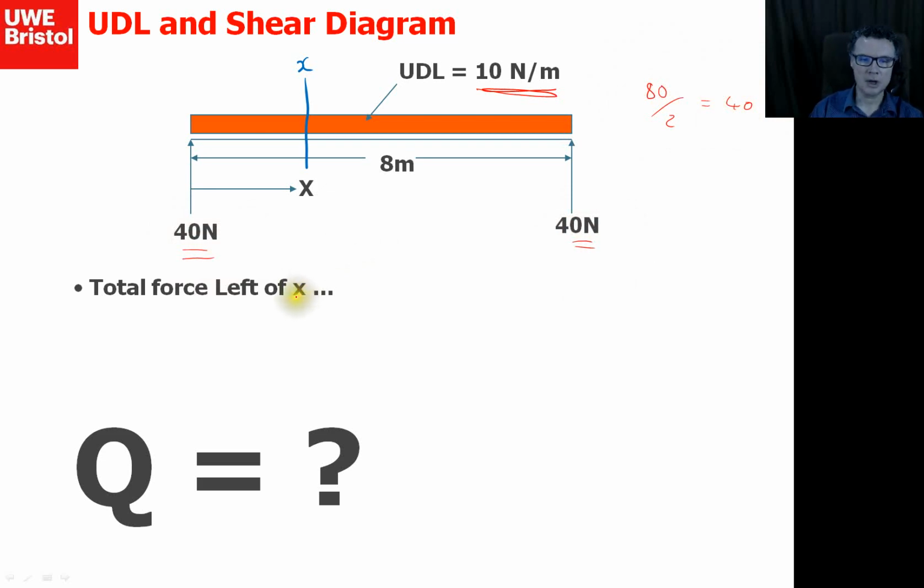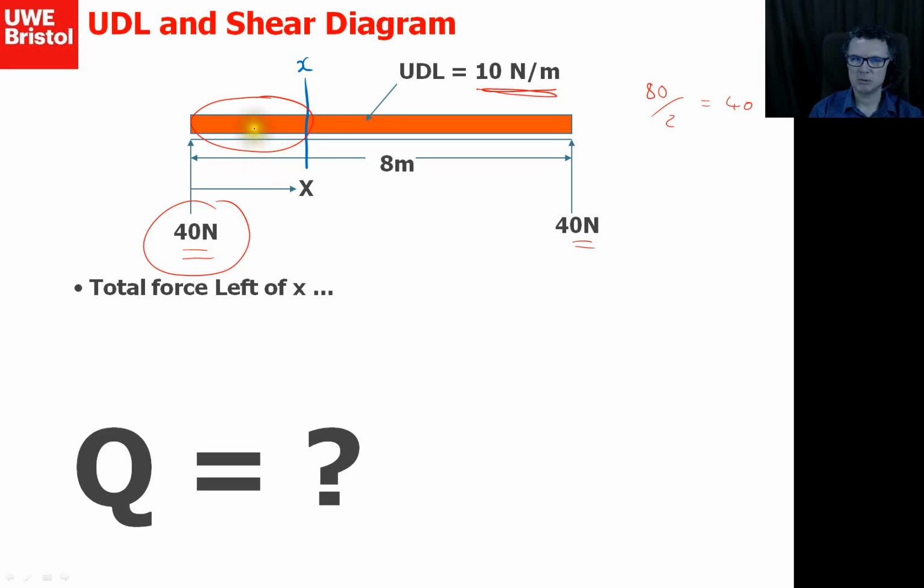And what's the Q going to be? Well, I know that Q is supposed to be the sum of forces left of me. This has got, first of all, a reaction, which is a positive reaction. It's going upwards. So we've got a positive 40 going upwards left of us. What about the UDL? Well, the UDL in effect is a force that's going downwards, so we know it should be a negative.